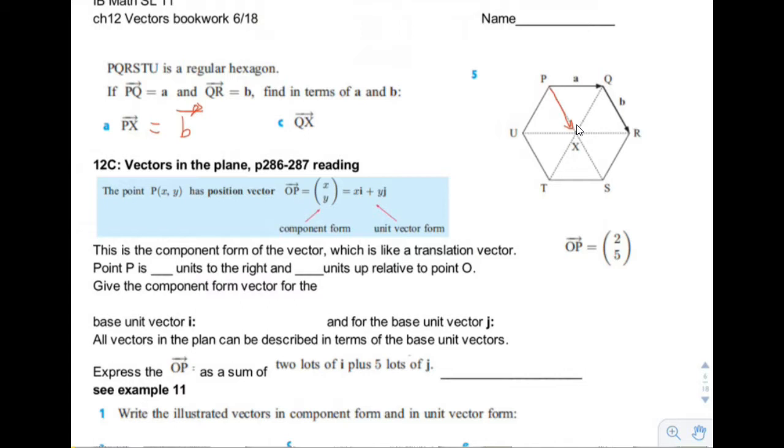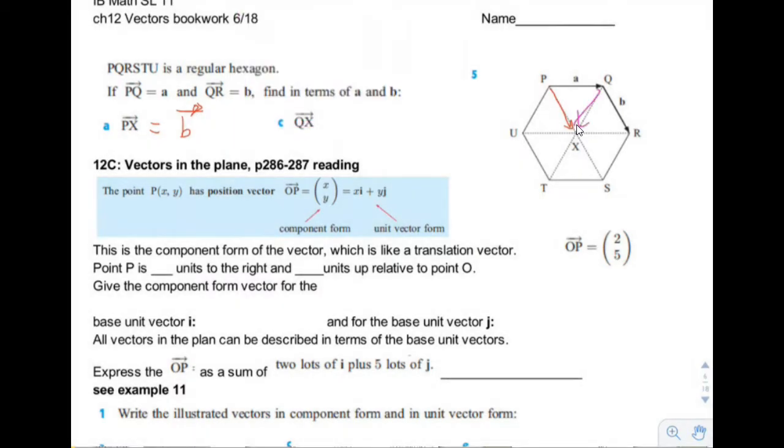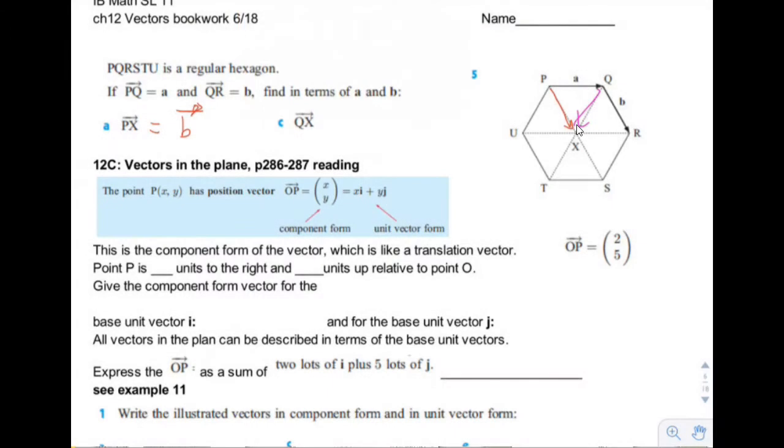QX is that. And that doesn't look like A or B. Let's see, what if you did B and then you did the opposite of A? Then you would be able to get there, right? You could do B and then the opposite of A, and then you would be there. So we could say B minus A. Okay.